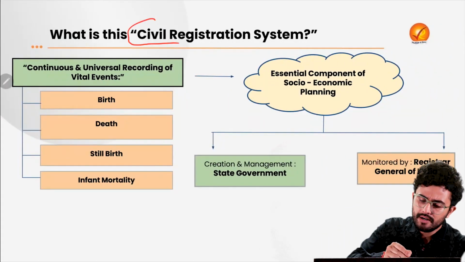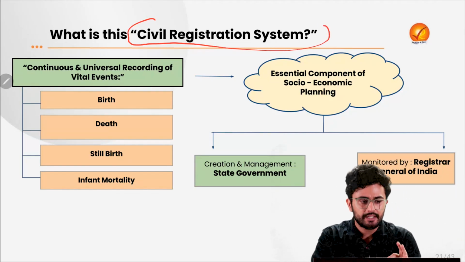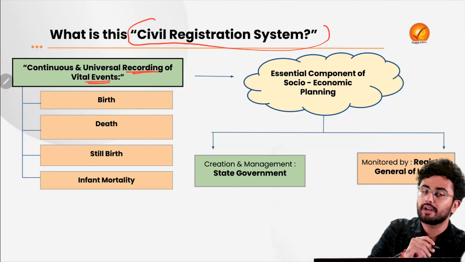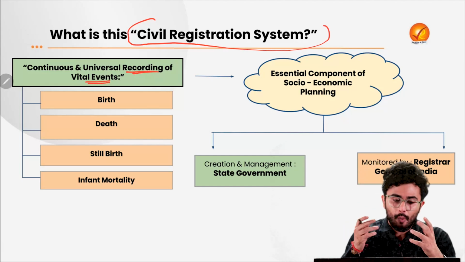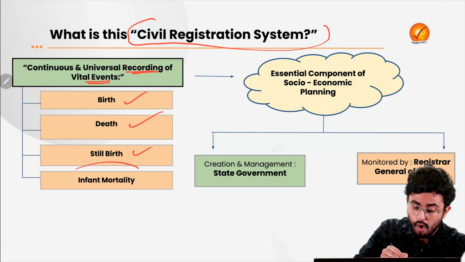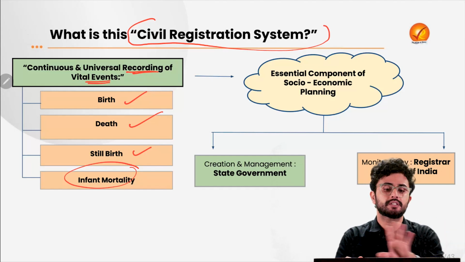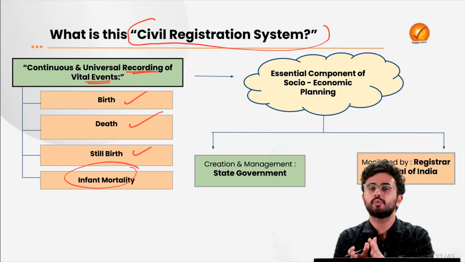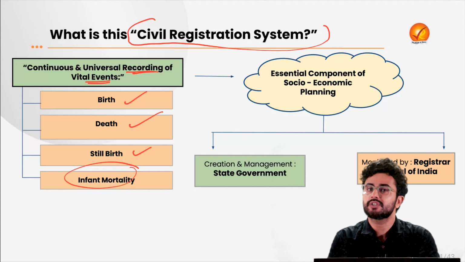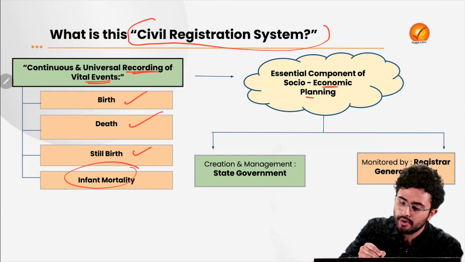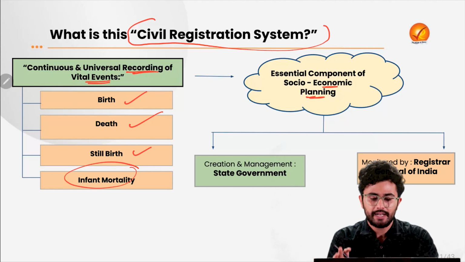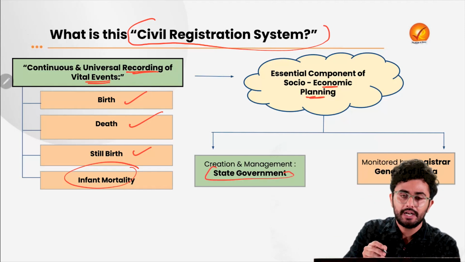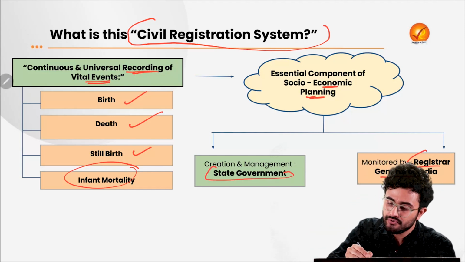First, let's try to understand what this civil registration system is. It is basically India's uniform centralized portal for continuous and universal recording of vital events. What are the vital events? Vital events like birth, death, stillbirth, or for example, infant mortality, for which we were just discussing the data. The idea is that all of these vital data are created and stored through a centralized portal, which forms your civil registration system, the data which is an essential component of your socio-economic planning. Keep this in mind that the creation and management of this uniform portal lies with the state government, and this CRS is monitored by the Registrar General of India.